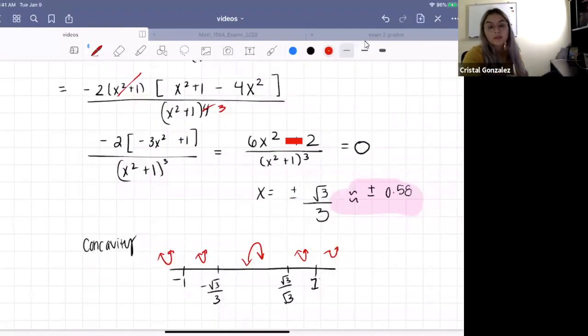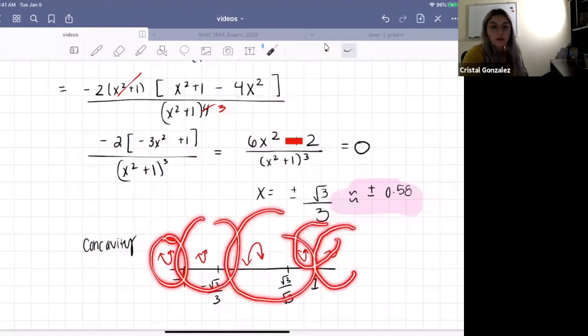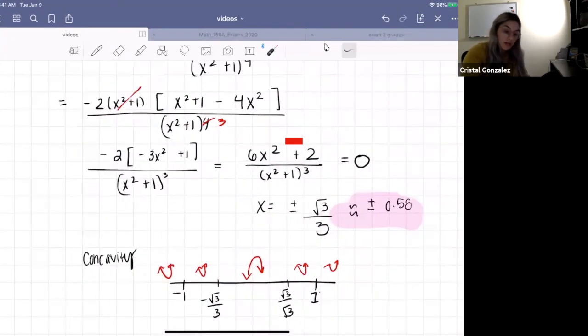Okay, perfect. So here, this is what I got. I got that I was concave up here, concave down, concave up, and then concave up as well. So that's going to help us graph our function, but it's a good idea to go ahead and write your intervals of concavity. So go ahead and do that.